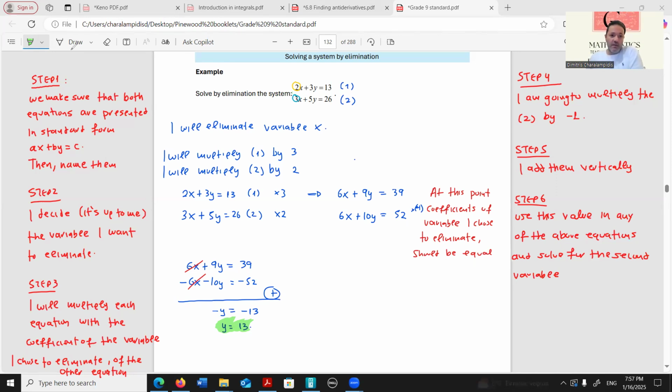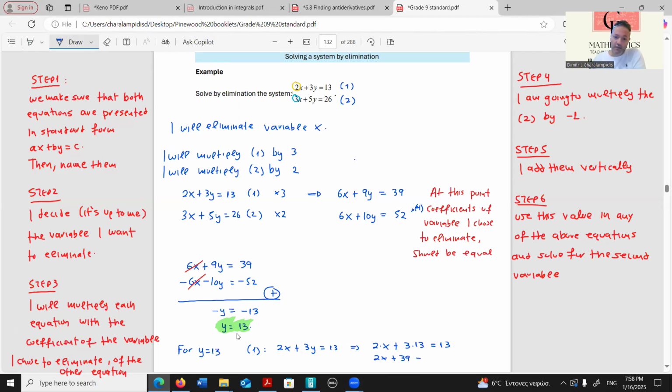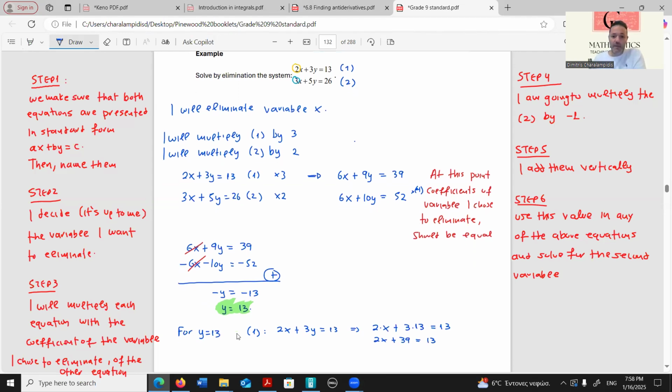I'm going to do that here on the first one. So for y equals 13, the first equation, which was 2x plus 3y equals 13, should become 2 times x plus 3 times 13 equals 13. So 2x plus 39 equals 13, which means 2x equals 13 minus 39. So 2x is negative 26, which means finally that x should be minus 13.